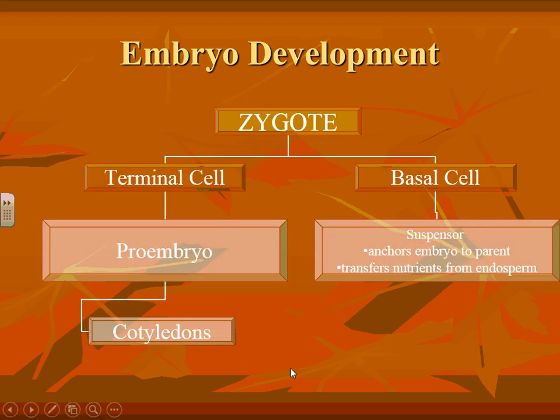For embryo development, that zygote has two types of cells. It has a terminal cell, which will develop into what's called the proembryo, and that proembryo will develop into the cotyledons, and the cotyledons will be the first leaves that you see the plant grow. The zygote also forms basal cells, and these are cells that help to anchor the embryo to the parent, and they also help to transfer nutrients from the endosperm to the embryo.